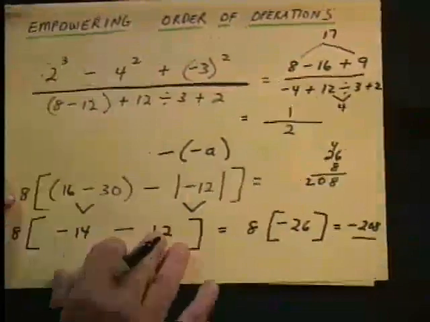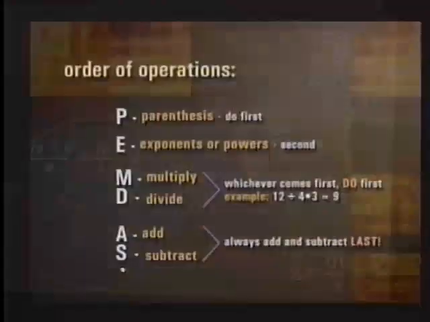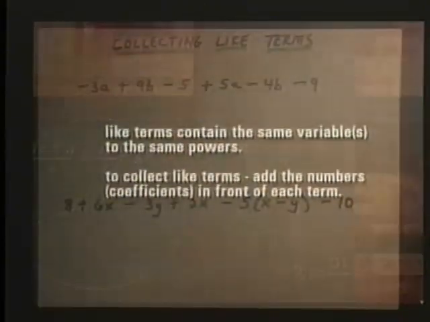Okay, so do not be afraid of the more difficult problems. Now let's go back to the graphics for a minute. So going to our last graphic, like terms contain the same variables to the same power, so we're going to tie in like terms with order of operations. To collect like terms, add the numbers, coefficients, in front of each term. So let's look at some examples of that.